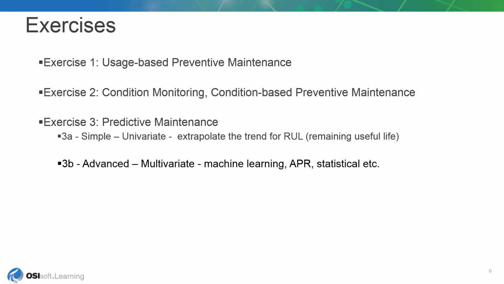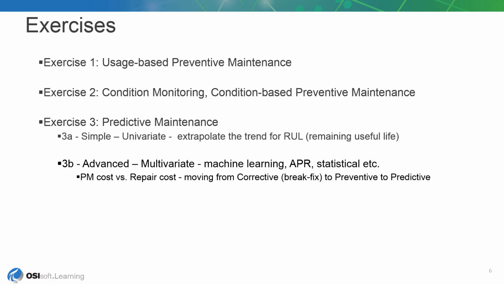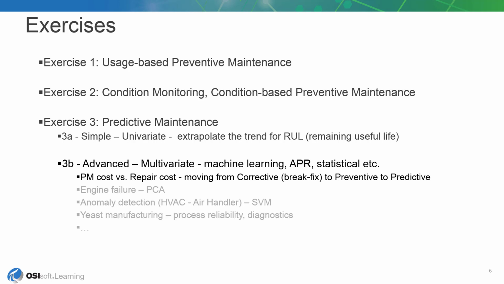But before we get to the advanced machine learning techniques, we first look at, as an example, when PM versus repair cost is given and how you quantify the benefits of moving from corrective to preventive to predictive. And we do have detailed examples on the machine learning techniques, but those are out of scope for this lab and available separately. And exercise 4 is for the last topic, asset health score.